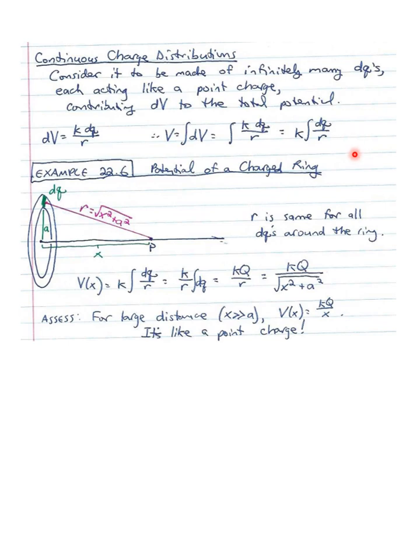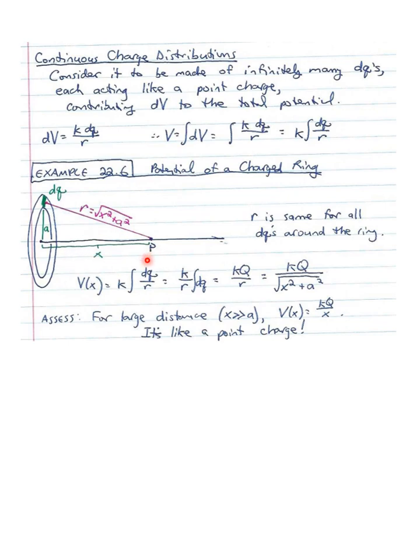Such as example 22.6, where we're looking at the potential of a charged ring. You see the picture there, you can also see it in the book. A total charge of capital Q is distributed uniformly around a thin ring of radius A. Find the potential on the ring's axis. So here's the picture that I've drawn. Somewhere along that axis at some arbitrary point P. Notice the geometry here. I've drawn a little charge dq. The ring has a radius of A, and we are some distance x away from it.